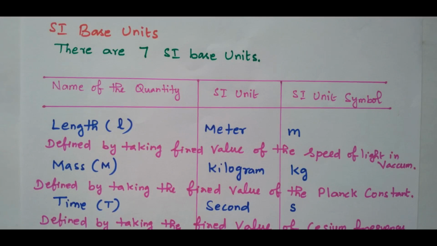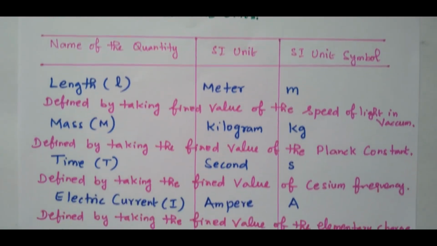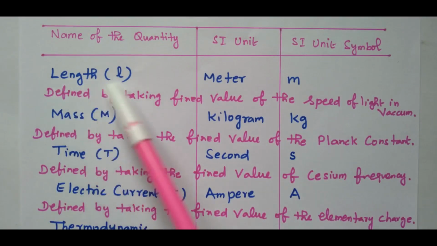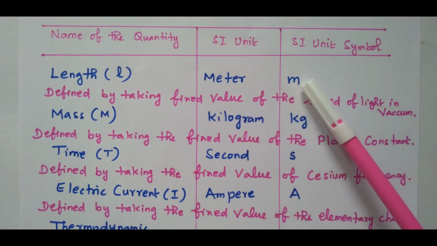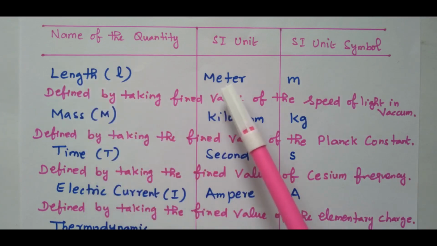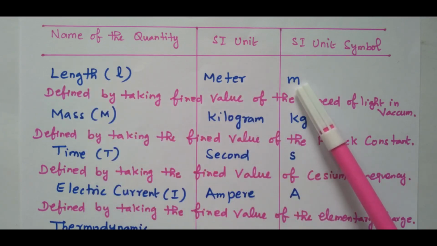First we'll see the SI base units. There are 7 SI base units available. We'll see them one by one. The first one is length. The unit is meter. The symbol is m. First one is length. The unit is meter. The symbol is m.